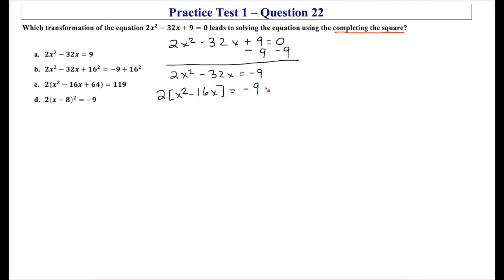Next, we need to complete the square. We take our x coefficient of negative 16, divide it by 2 to get negative 8, and then take negative 8 and square it to get 64. So now we have 2 times x squared minus 16x plus 64 is equal to, now on this side we added not just 64, but 2 times 64. So we need to add 2 times 64 to the other side of the equation.